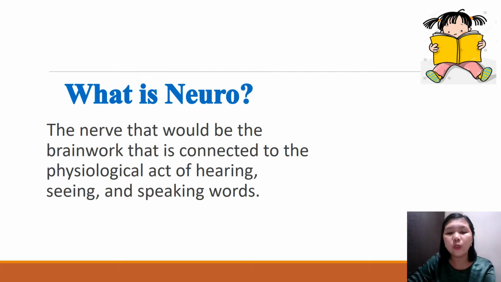Before we proceed, let us first define what is neuro. Neuro is the nerve, the brainwork that is connected to the physiological act of hearing, seeing, and speaking of words. Using our common sense and my background in reading, I would say that reading involves seeing letters, words, and paragraphs, hearing sounds of letters, words, and syllables, and understanding or comprehending what one reads, which involves a number of thinking skills.